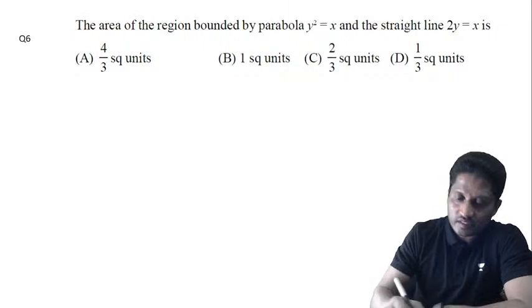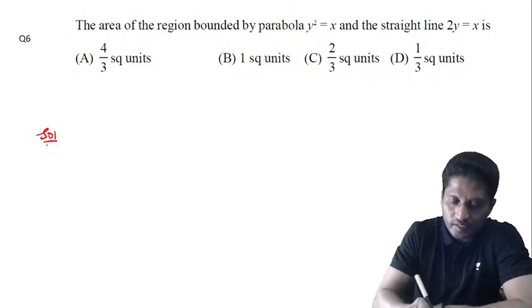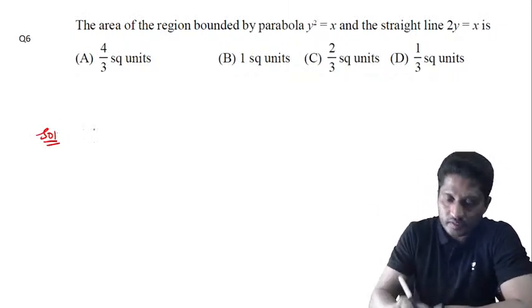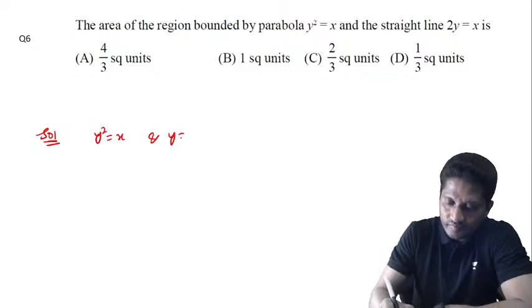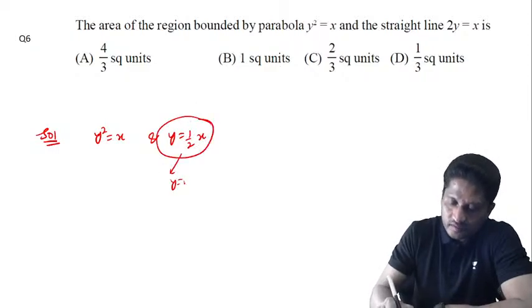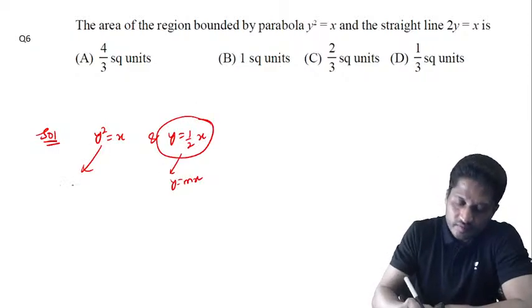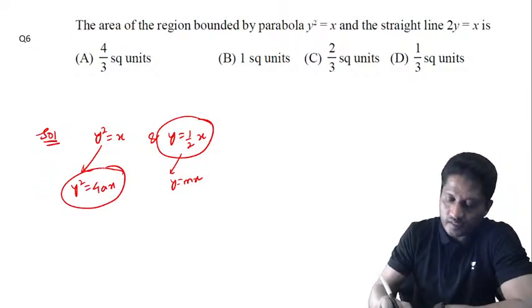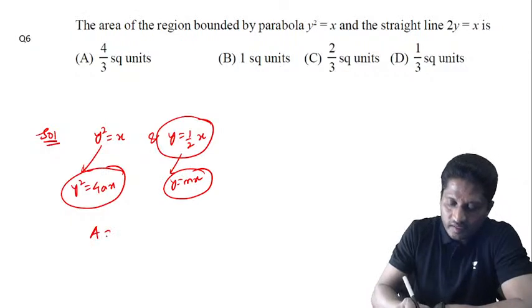Okay, now there's one more shortcut. Just now I gave you all the results. y square is equal to x and y is equal to half x. This is of the form y equal to mx. This is of the form y square is equal to 4ax. The area bounded by y square is equal to 4ax and y is equal to mx will be equal to 8a square by 3m cube.